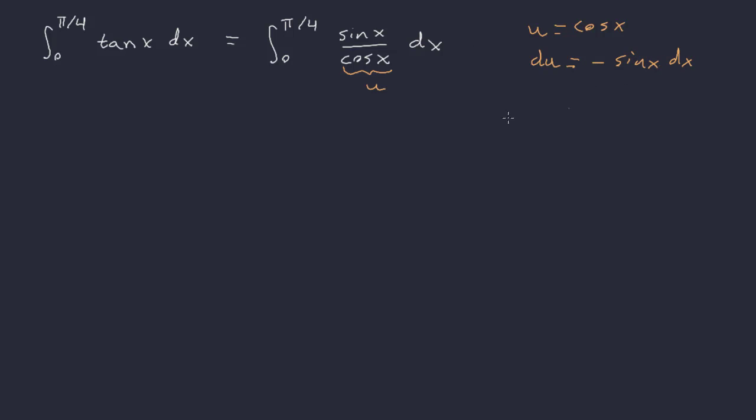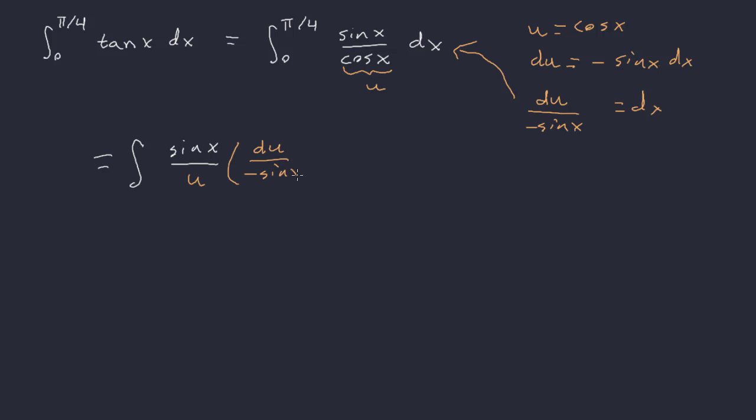Okay, and if we do our division idea, where du over negative sine of x is dx, we can do our direct substitution there. Okay, so we will get, I'm going to leave the limits alone for a moment. We'll have sine of x over u, okay, times du over negative sine of x. Okay, so the signs cancel, which is exactly what we want.